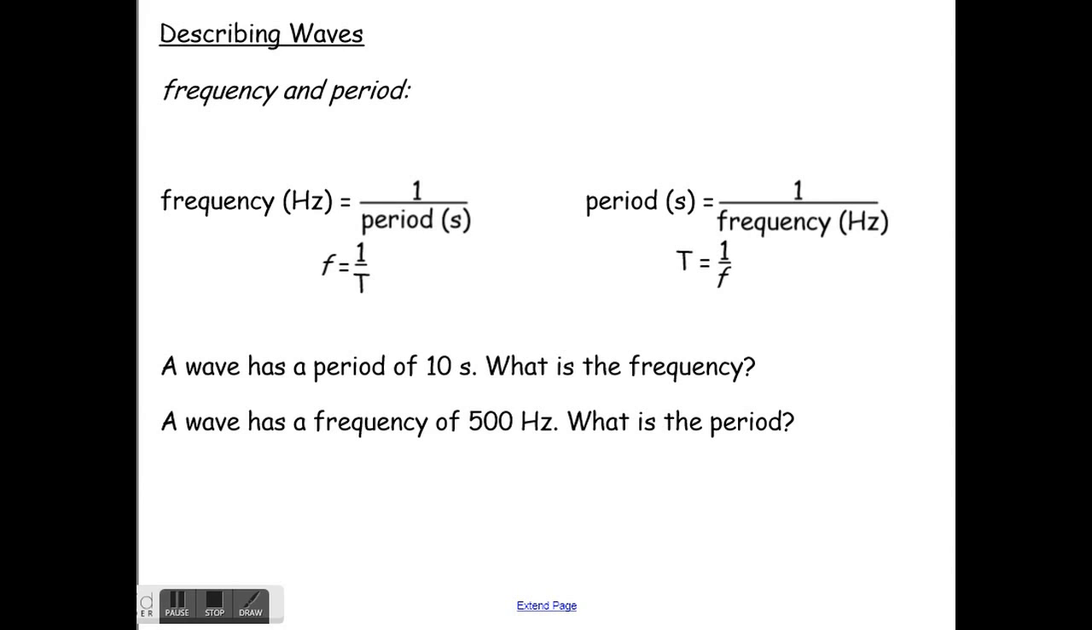So I'll try and do this, hopefully it won't be too messy. So frequency is equal to 1 over the period, which in this case is 10. So my frequency is 1 over 10 hertz. 1/10 of a cycle per second.